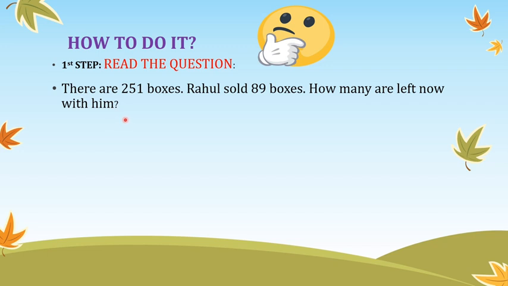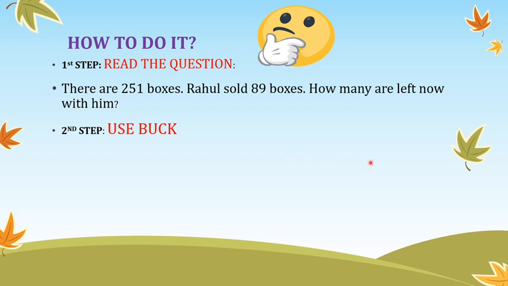So we have got the strategy which we are going to use, BUCK, in front of us. So now we are going to use BUCK. How are we going to use it? That we will learn now. See, here there are 251 boxes. Rahul sold 89 boxes. How many are left with him?